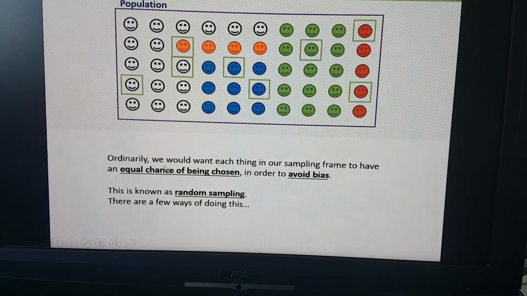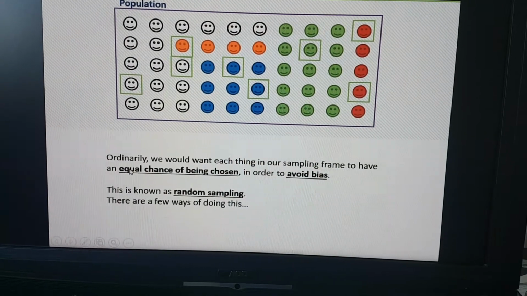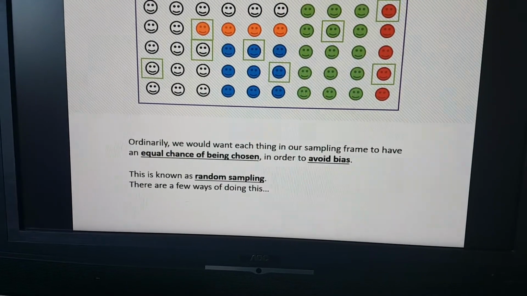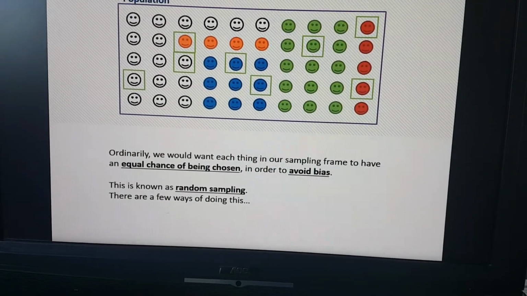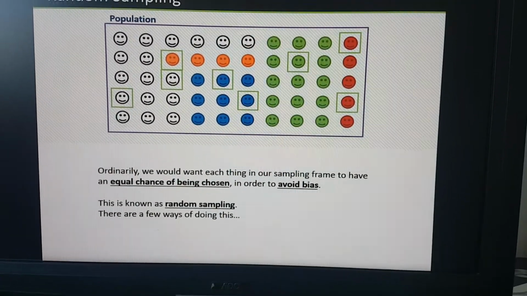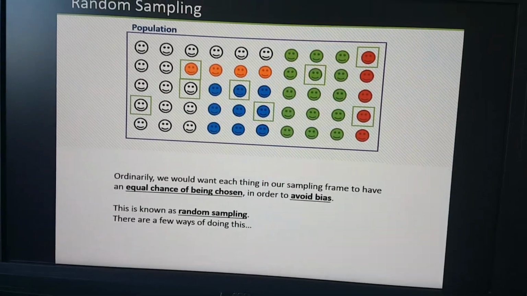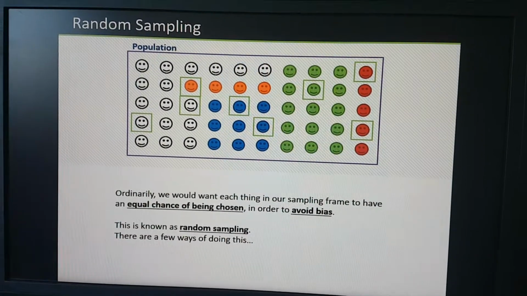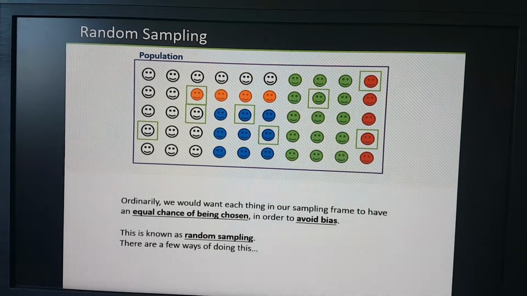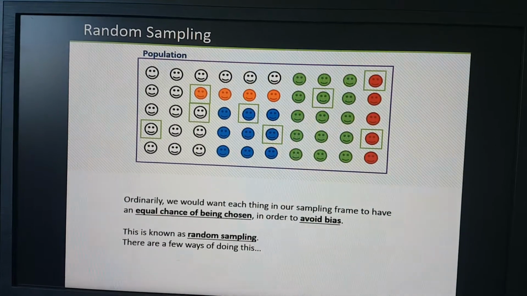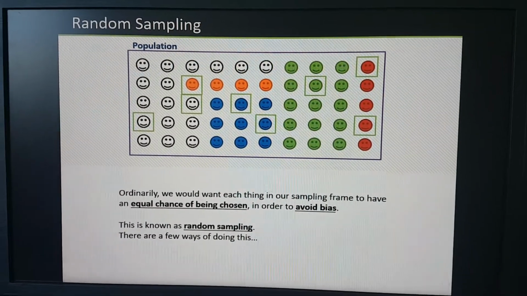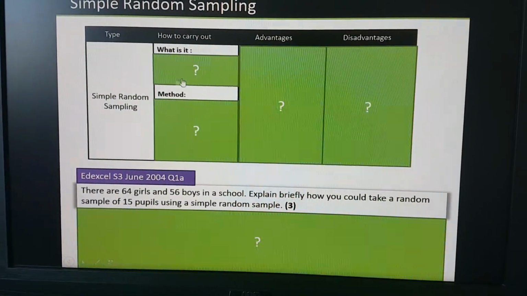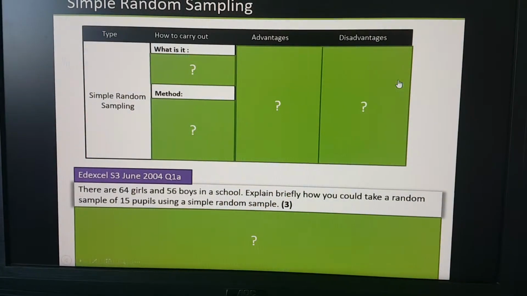So random sampling is the easiest one to use, and we want each item in the sampling frame to have an equal chance of being chosen, so as to avoid bias. Okay, so this is known as random sampling. Basically, you just have a population and you pick some sampling units from the start, the middle, the side, but without any systematic method. You just pick something. Okay, so how is it carried out, and the advantages and disadvantages.